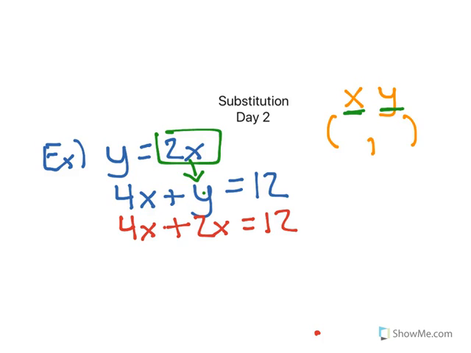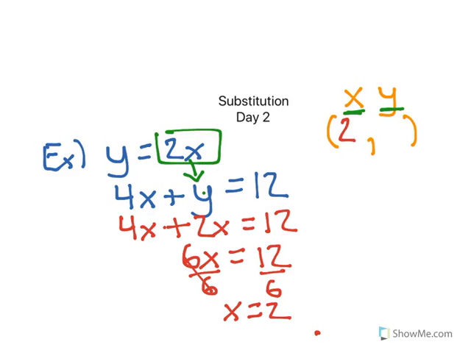Now, once I've done that, I have an equation that has just one variable in it, just x's. And we learned just last week what we can do when we have like terms. We add them together. So 4x and 2x is 6x. That equals 12. And to finish off solving for x, I'm going to divide both sides by 6, and I get that x is equal to 2. So now I know that x is 2. I'm going to put that right up there, my answer.